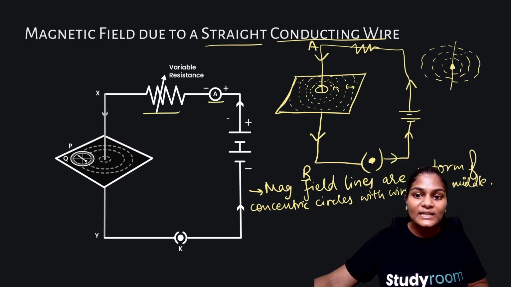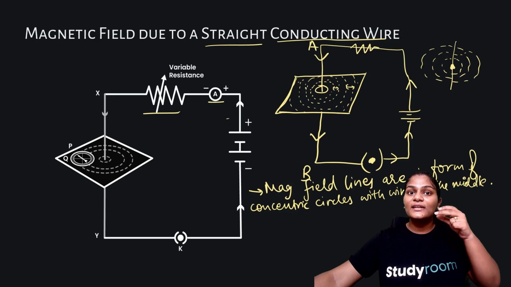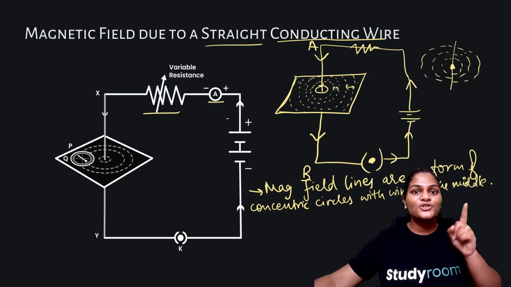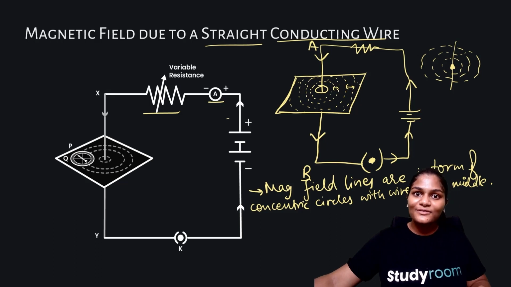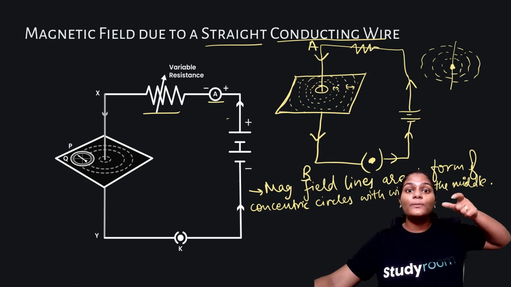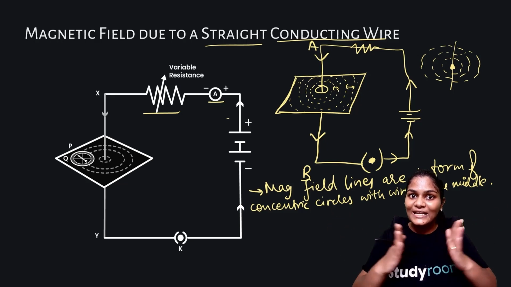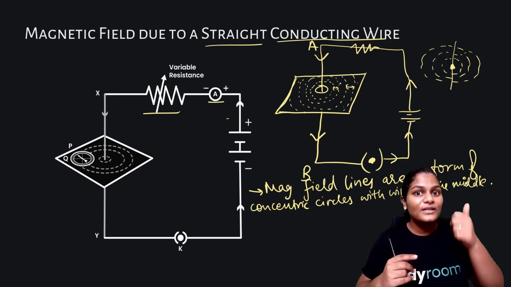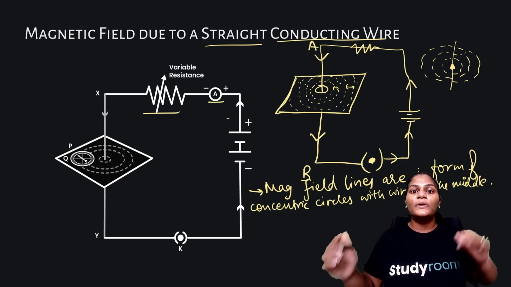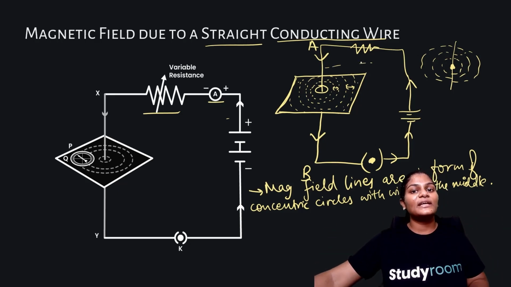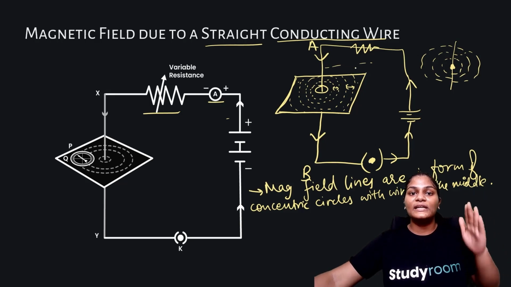That means that near the wire, the field lines are closer to each other. So, is the magnetic field stronger or weaker? Stronger. And as we go a little farther, the field lines become more spread apart. So, what was the property of field lines? If the field lines are crowded, the magnetic field is stronger. Not crowded, far away, it is weaker. So, as we go away from this current carrying wire, the magnetic field gets weaker.